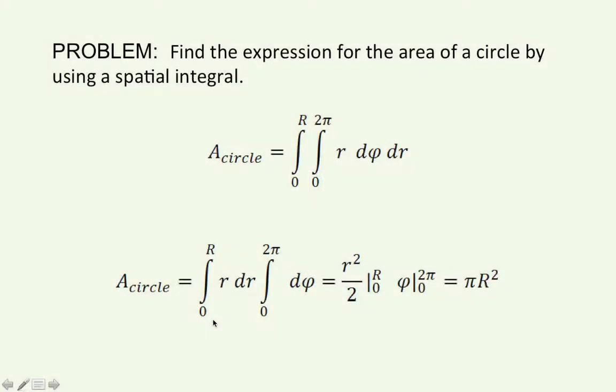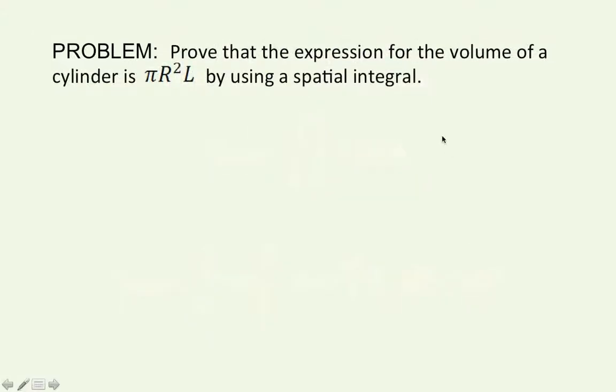You should have found that the area of a circle is equal to pi times big R squared. To do this integral, you could have just separated the r terms from the phi terms and then solved. Let's do another problem where I actually let you set up the integral and solve it. I want you to prove that the expression for a volume of a cylinder is pi big R squared times L by using a spatial integral. Set up this integral and solve.